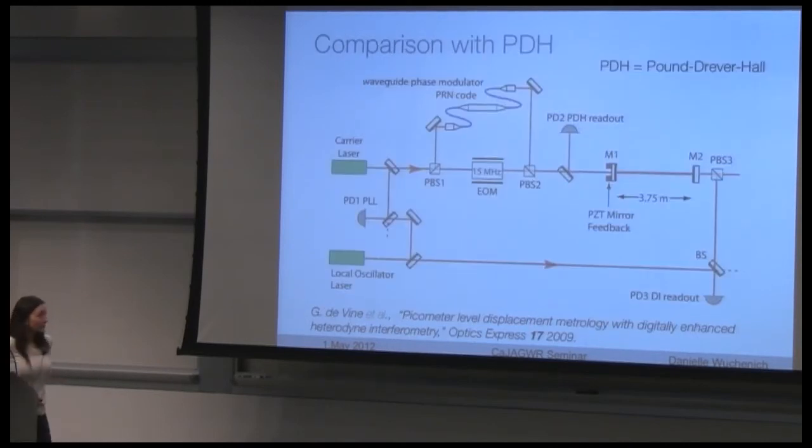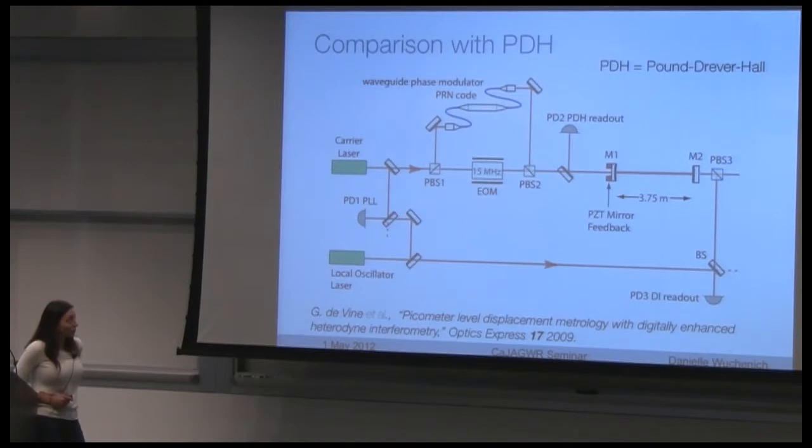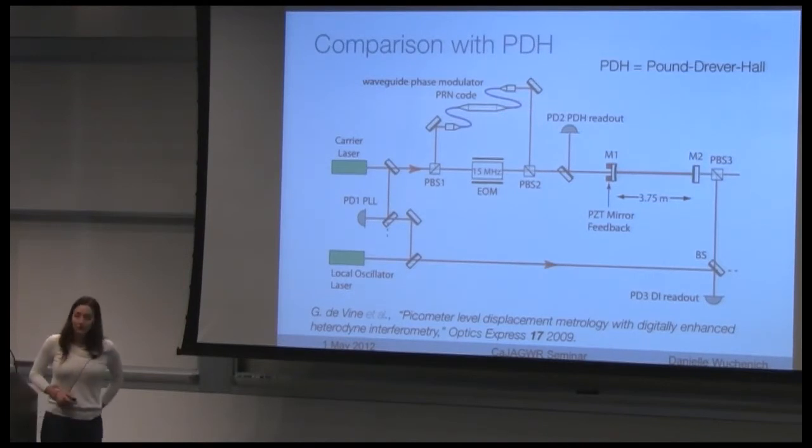The other initial experiment that was done was to compare the readout with something we know, which is Pound-Drever-Hall locking. This was an experiment done at ANU where you lock a 4-meter long cavity using Pound-Drever-Hall locking. So you basically lock the cavity to the laser, and then you read out the displacement noise using the digitally enhanced interferometry technique.